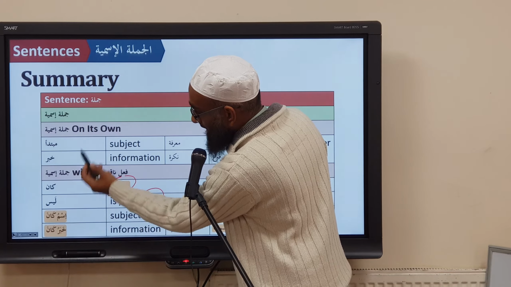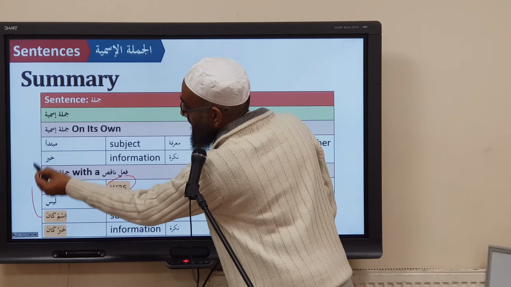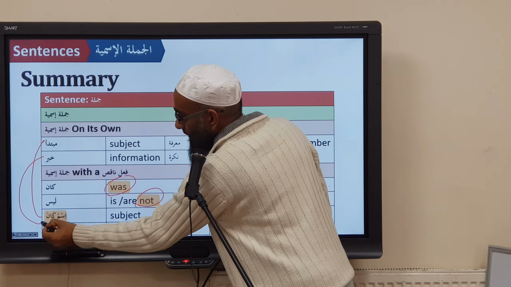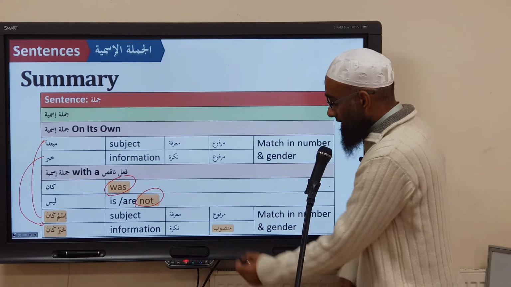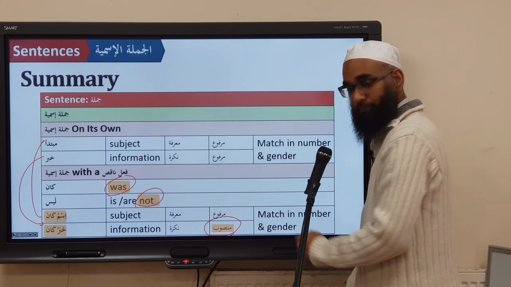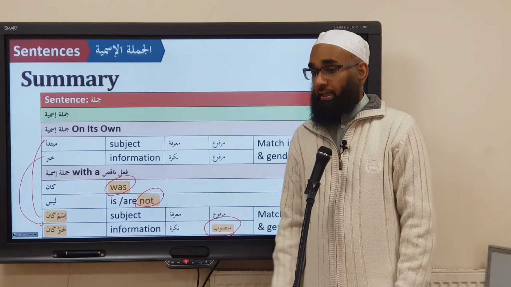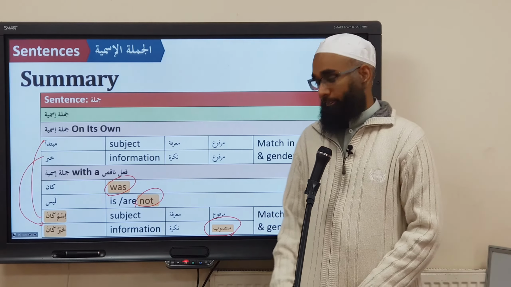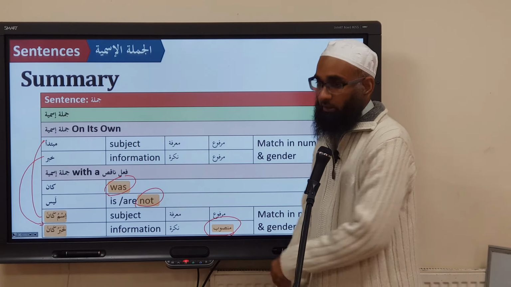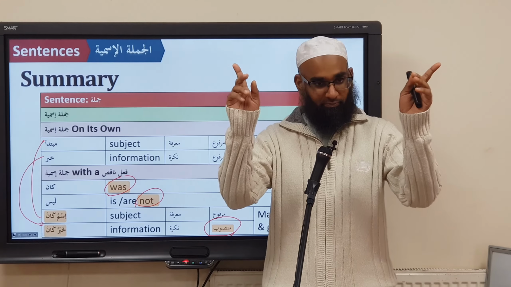Then the change in mubtada and khabar is what? It's no longer called mubtada and khabar. The ism of kana was originally the mubtada, and the khabar of kana was originally the khabar. The name changes. And the other change is here in the mansoob. The khabar was marfu' before, now it becomes mansoob. Everybody following me? Let's do a quick recap.